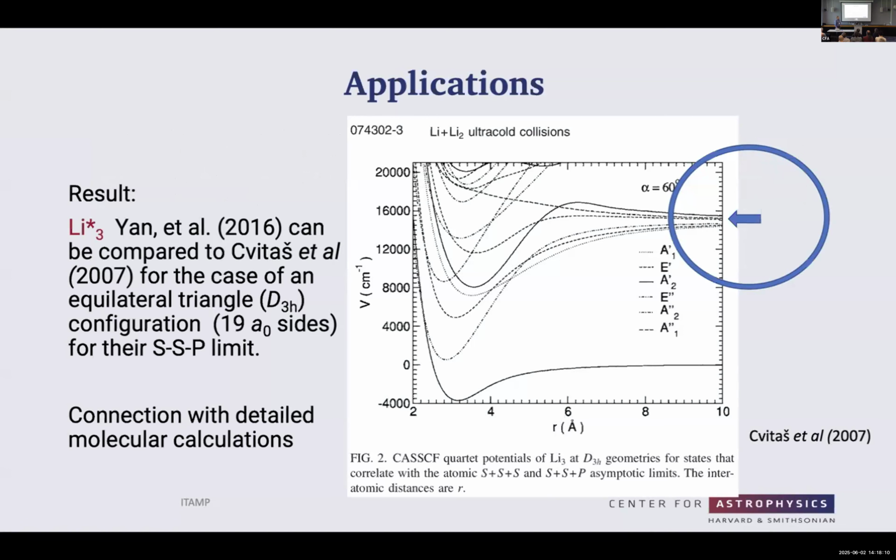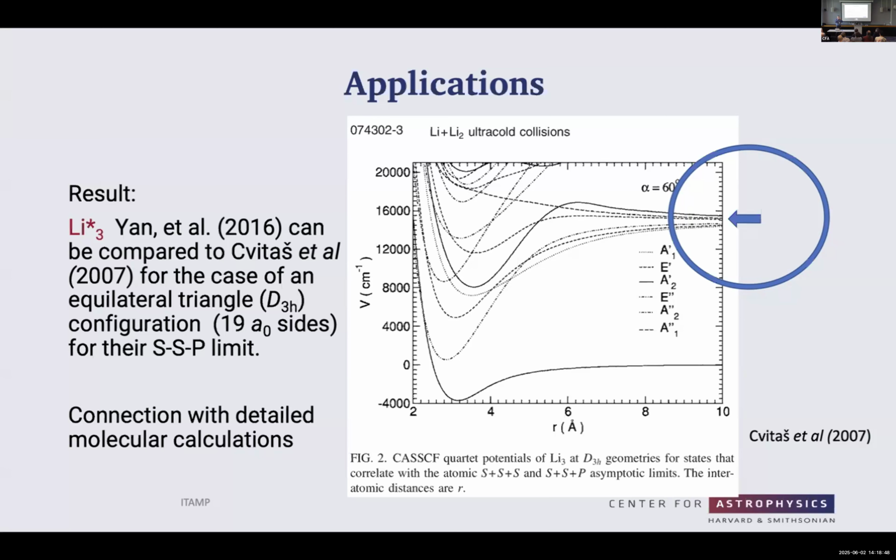So one of the plots in this paper by Civitas, I've redrawn here. They actually calculated the equilateral configuration of lithium 3, lithium 3 star, if you want to call it, with the blue arrow there. And we can compare our coefficients at 19 Bohr with their result. So that's a D3h, an equilateral triangle.